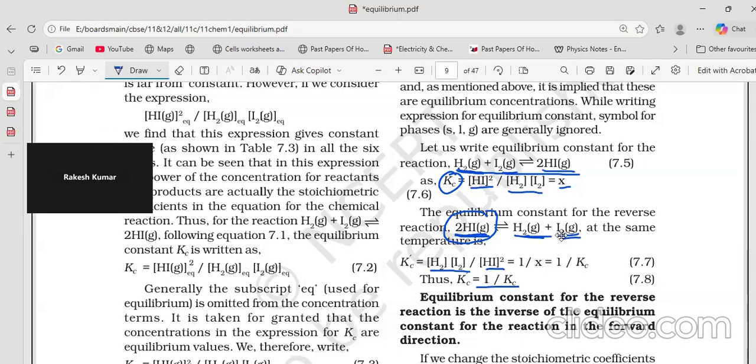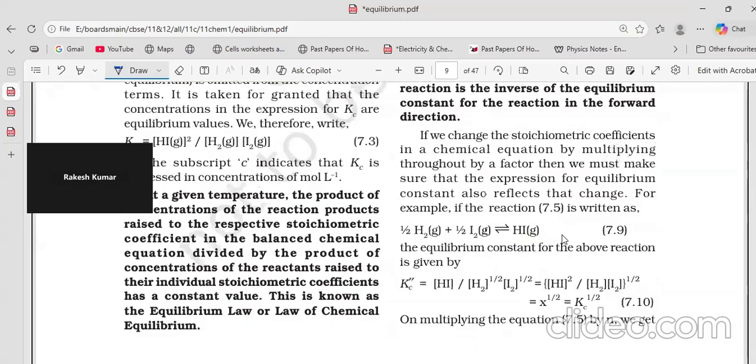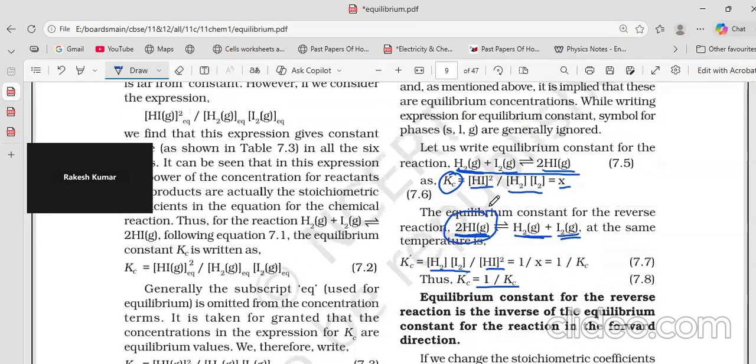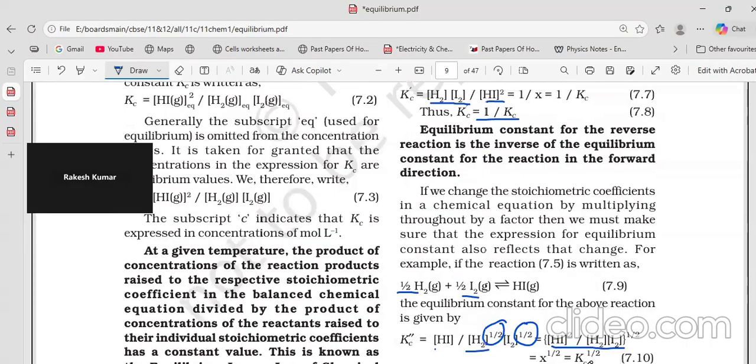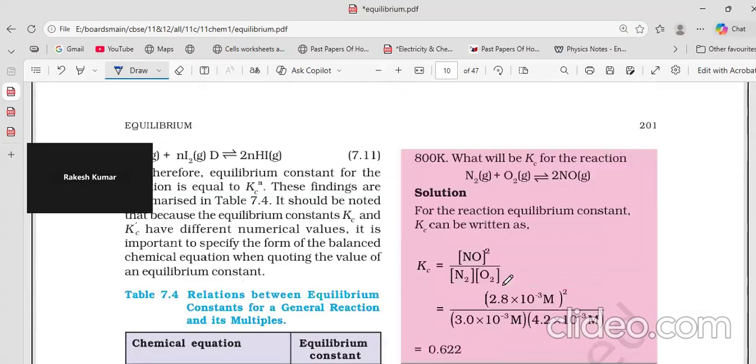The other thing we also have to consider is if we change the stoichiometric coefficients, like you divide, then the equilibrium concentration will become raised to power half. So in that case, it will be half of this. So the Kc for H2 plus I2 raised to power half is equal to the Kc for when the stoichiometric coefficients are halved.